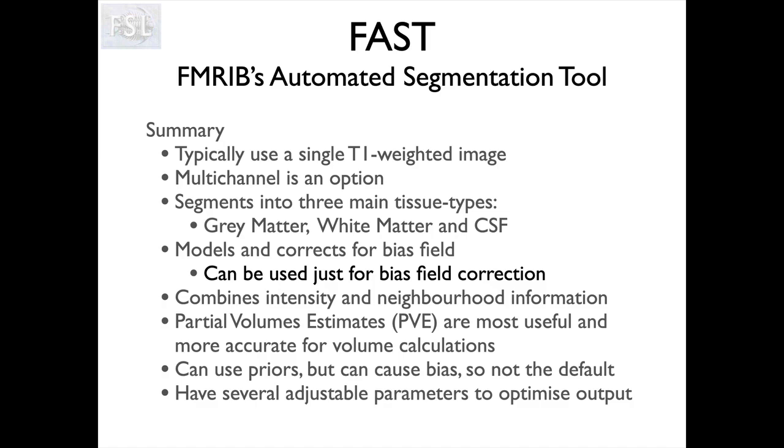It combines intensity and neighbourhood information together, and you can see that there's a parameter for adjusting that. Partial volume estimates, or PVEs, are the most useful things that it outputs, and they're the most accurate for volume calculations. You can use priors, but because of the bias that they can potentially cause, especially when the demographics that you use to create the priors are not the same as the demographics for the subjects you're trying to segment, for that reason, it's not the default. And there are several adjustable parameters that you can use to optimize the output, and we would strongly recommend that you do explore those, especially if it's your first time using FAST, and also whenever it's the first time you're using quite a different sequence.